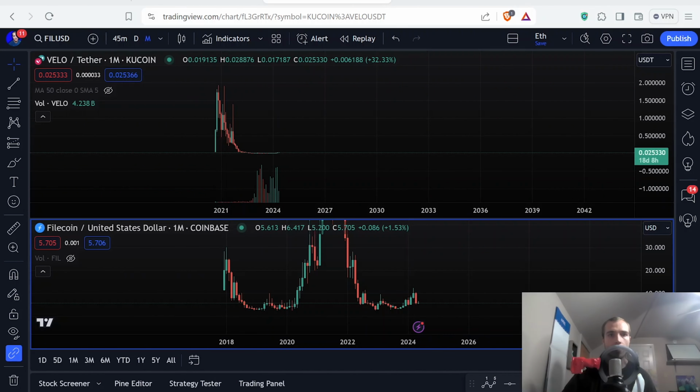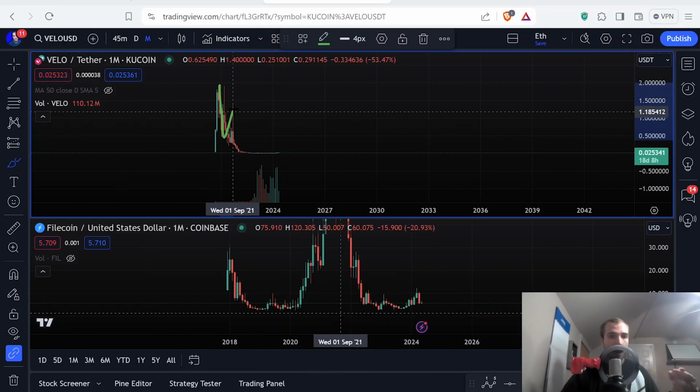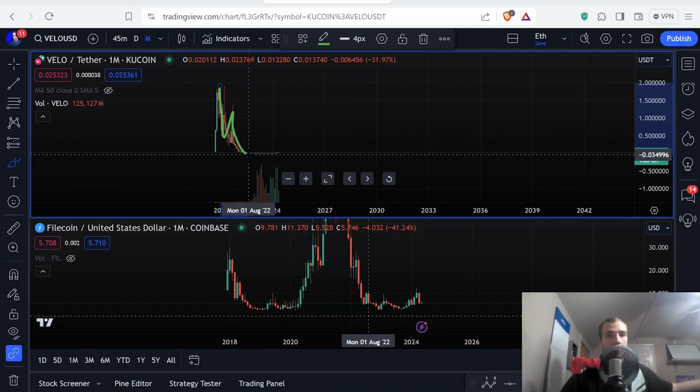Okay, so we're going to start off here with looking at Velo and comparing it to Filecoin. One question I get asked quite often is, what does a coin look like when it gets added to a new exchange? Velo on the top is a perfect example. A lot of times they just drop right off a cliff when they get added to exchanges.